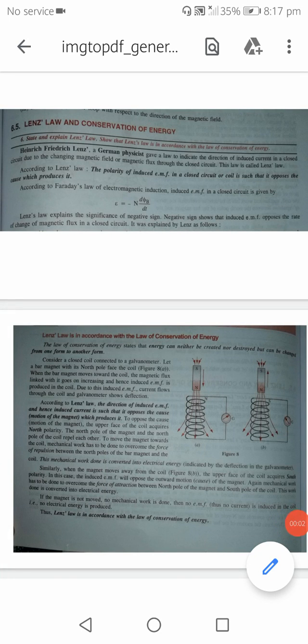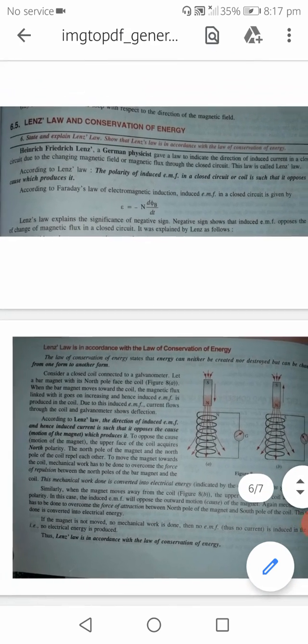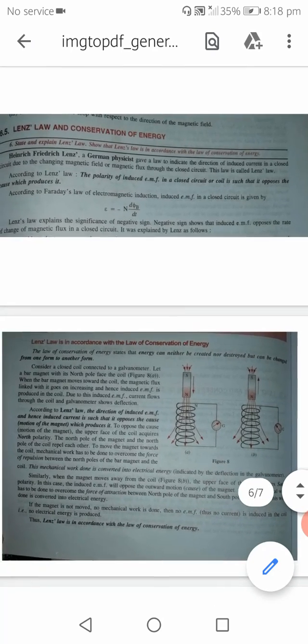In this video we are going to discuss Lenz's law. In the last video we discussed Faraday's law and we got one mathematical expression also. In Lenz's law, he modified that mathematical expression of Faraday's law in this way. Let us see that.